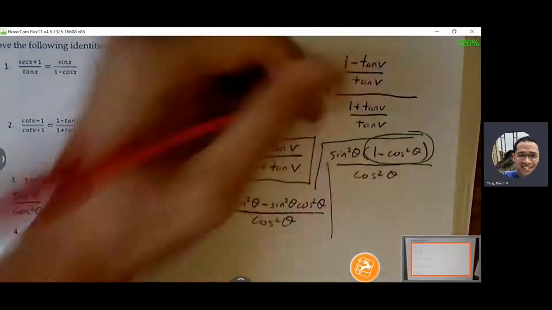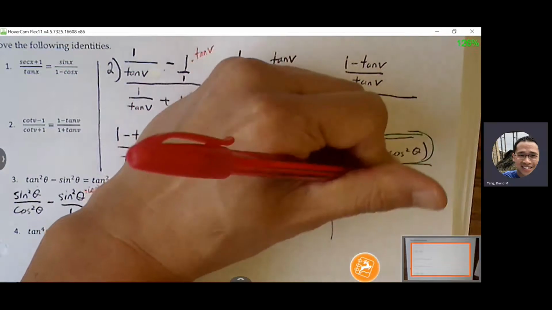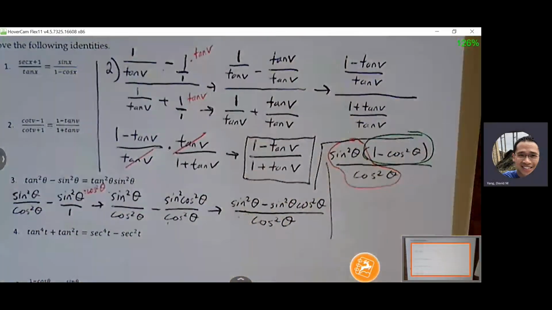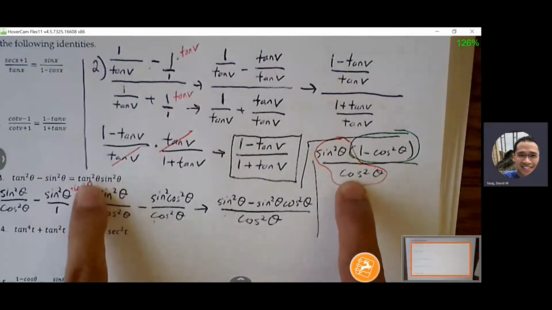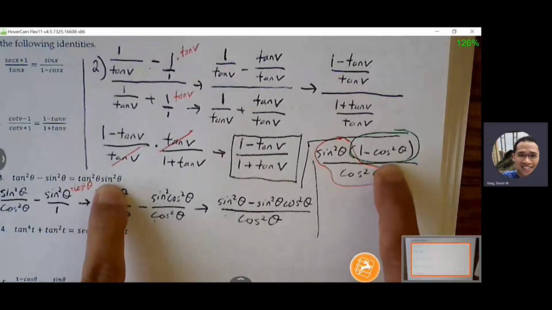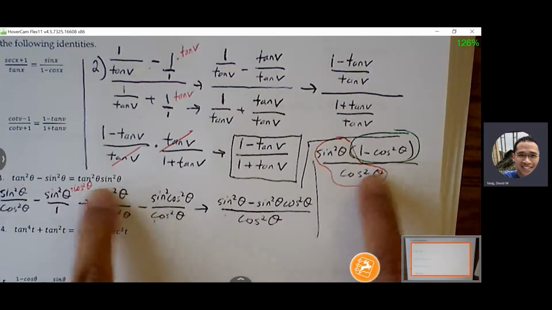Now I want to point this out to you. What's sine squared over cosine squared? Tangent. There we go. You've got tangent squared here, and you've got sine squared here. We've reached our destination.